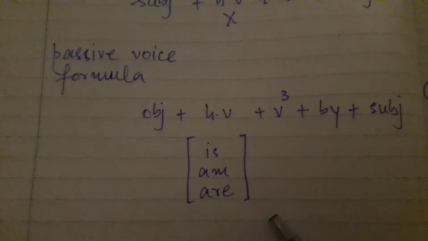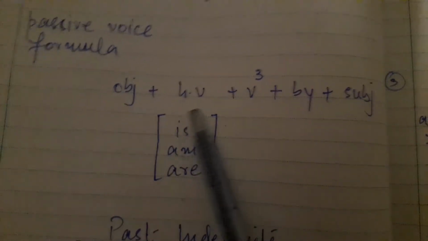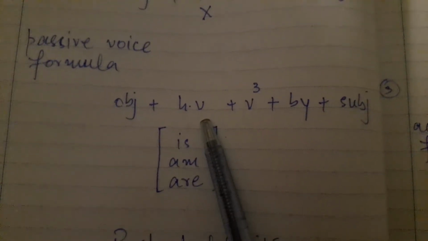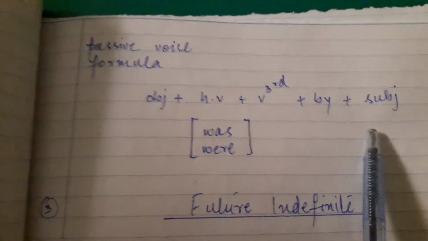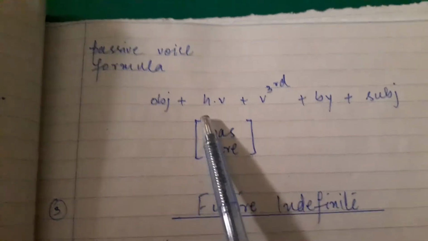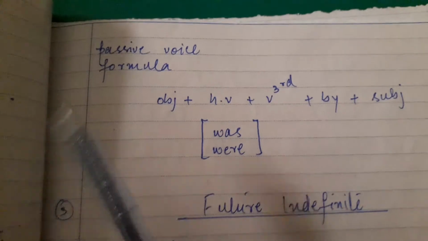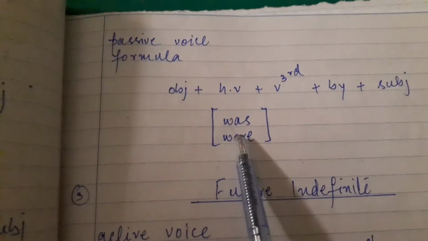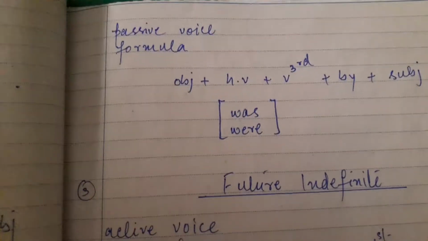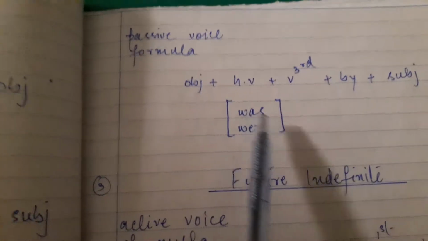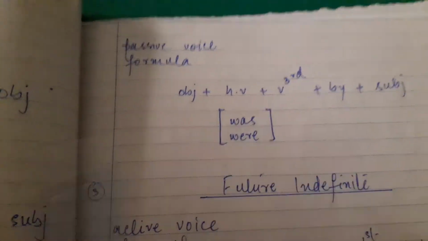The formula will be the same as you have done in present indefinite. Let's see the formula. Formula is same here. So what's the change here? Only we use the different helping verb according to the past tense. Past tense was and were. According to your object, you will select any one of these two. Okay.